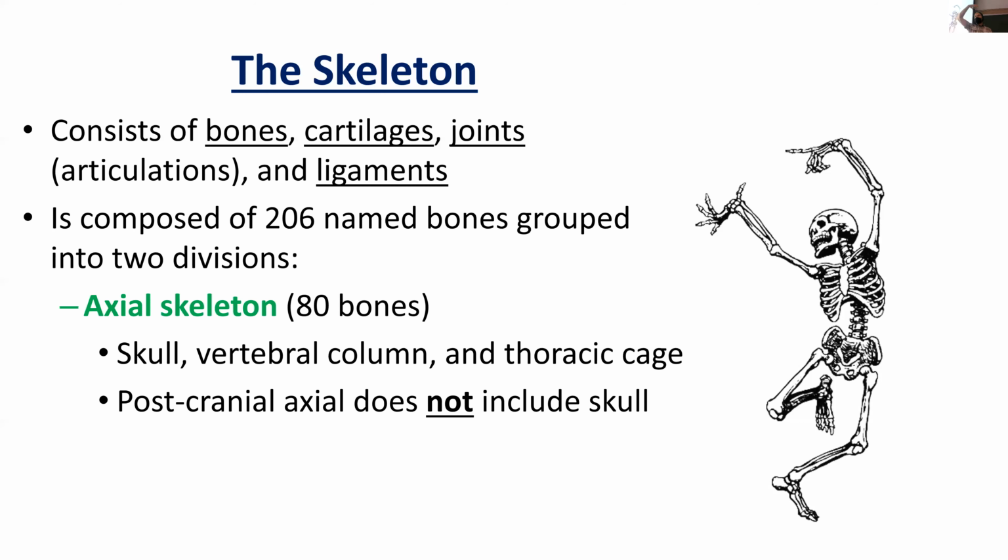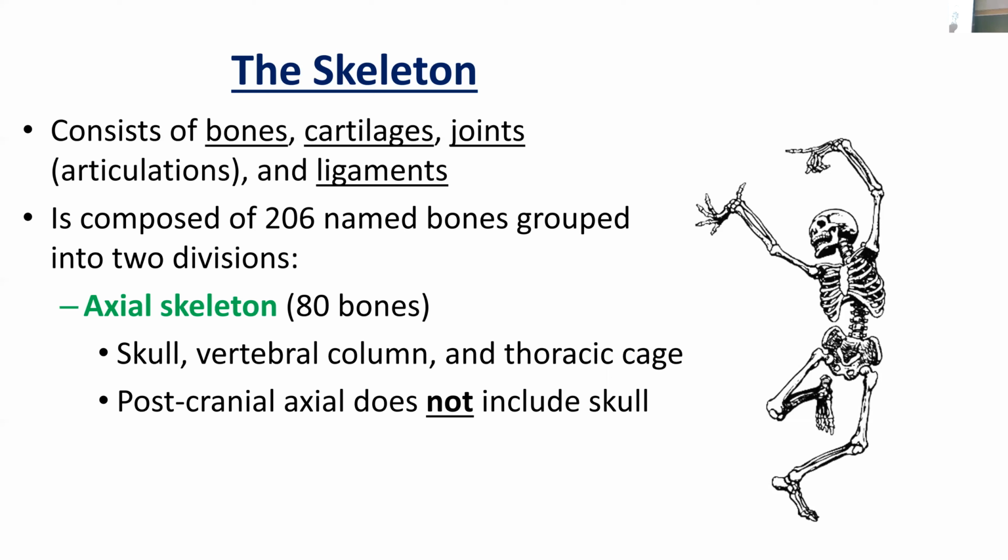So that's everything axial, meaning down the middle of the body. There are about 80 bones total between your skull, all of your vertebrae, and all of your ribs. Don't worry about these exact numbers. I'm putting these numbers up to give you an idea of how many bones there are. I'm not going to ask you how many axial bones there are. I just don't think that's very useful information.